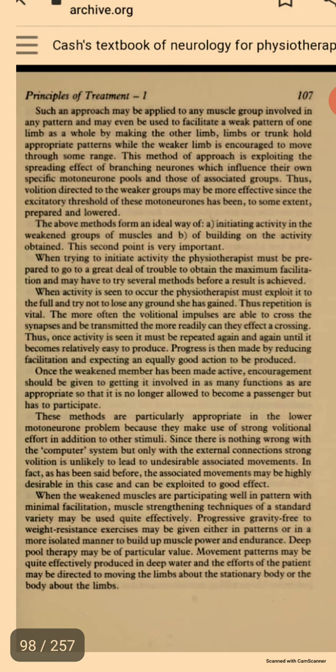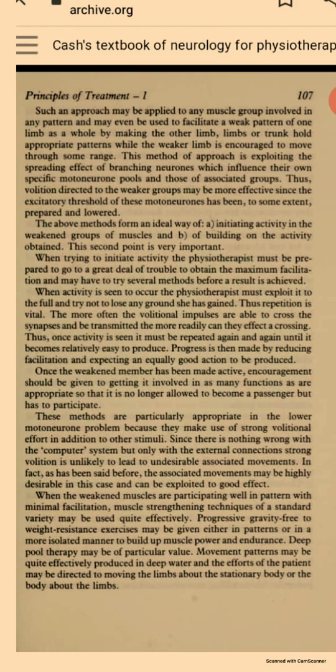Such an approach may be applied to any muscle group involved in any pattern and may even be used to facilitate a weak pattern of one limb as a whole by making the other limbs or trunk hold appropriate patterns while a weaker limb is encouraged to move through some range. This method of approach is exploiting the spreading effect of branching neurons, which influence their own specific motor neuron pools and those of associated groups.